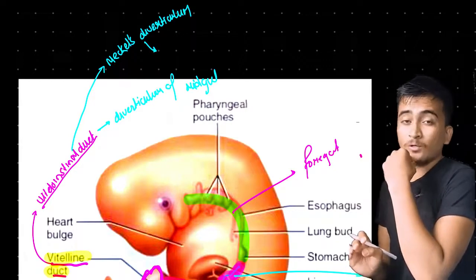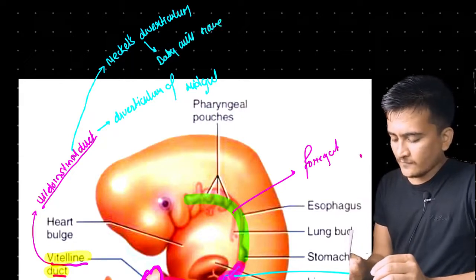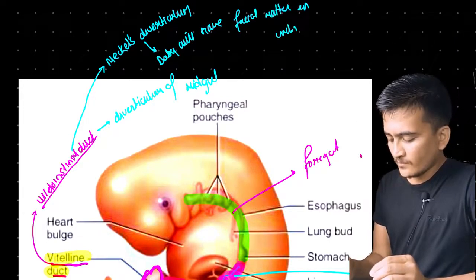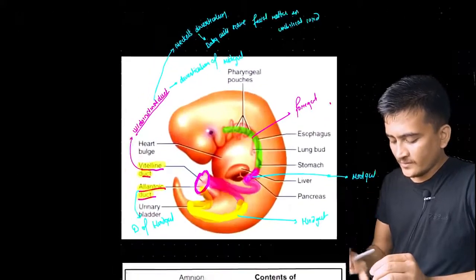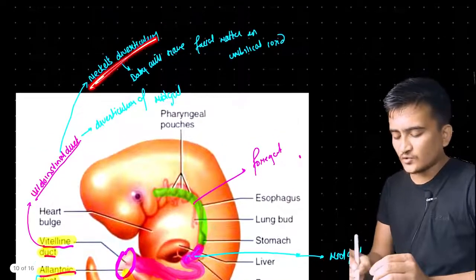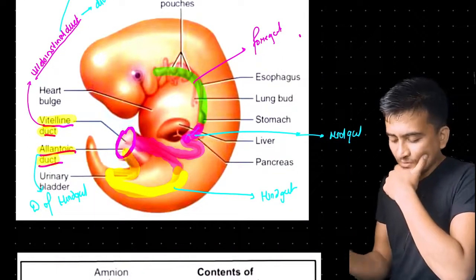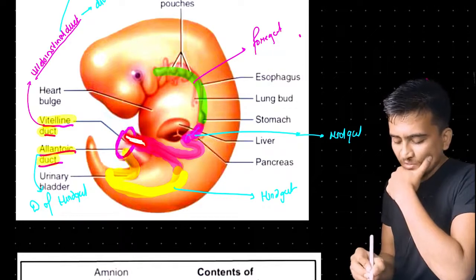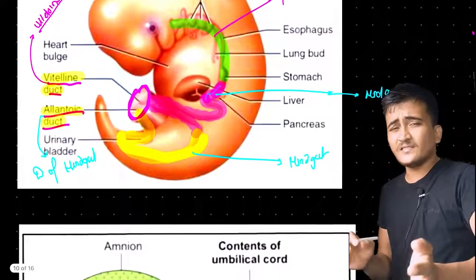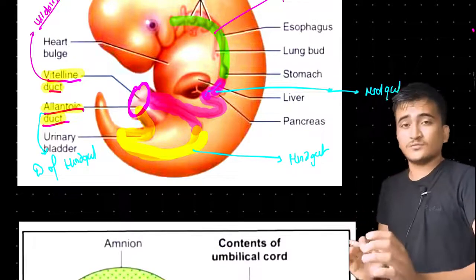Because of this Meckel's diverticulum, the baby will have fecal matter in the umbilical cord. That means if the baby is born with a persistent vitellointestinal duct, that will give rise to Meckel's diverticulum, and in this umbilical region there will be fecal material. Now, what about the case of the allantoic duct? Why this happens, we'll discuss in detail when we discuss Meckel's diverticulum. So, for now, just brief information.